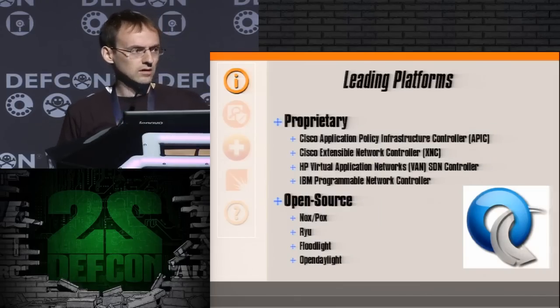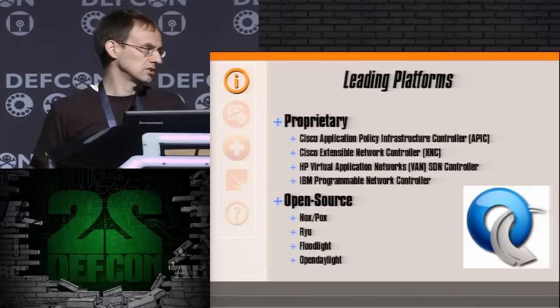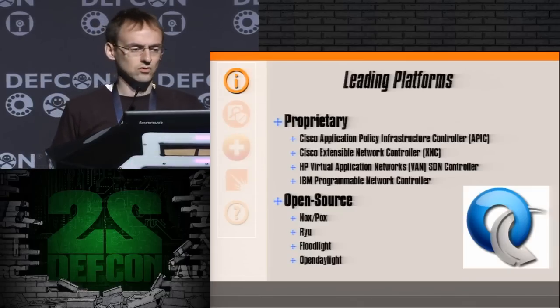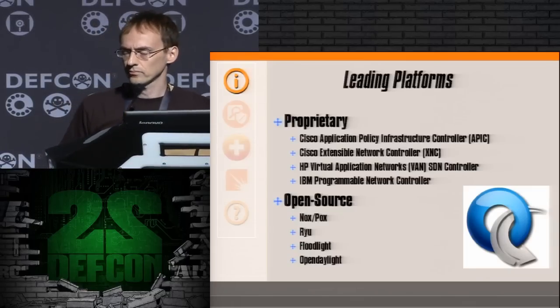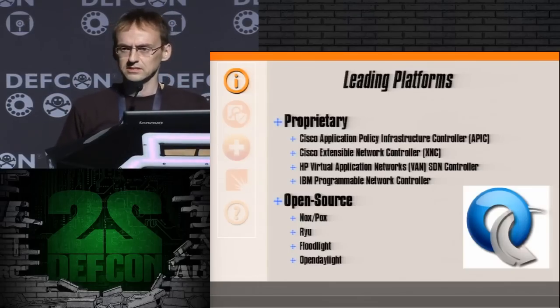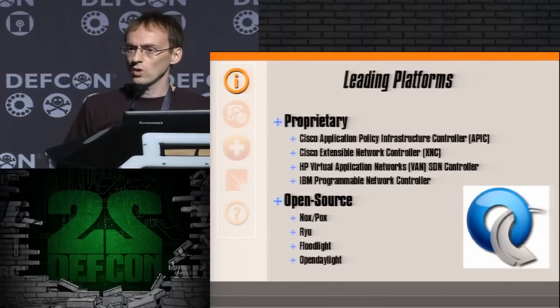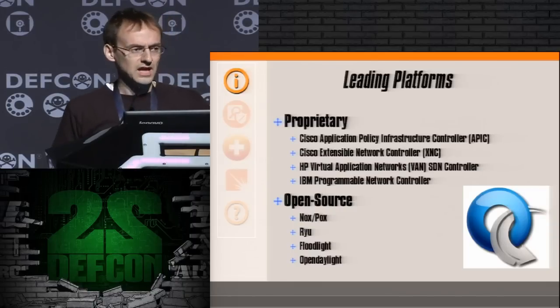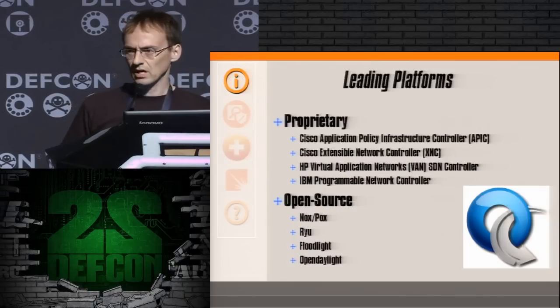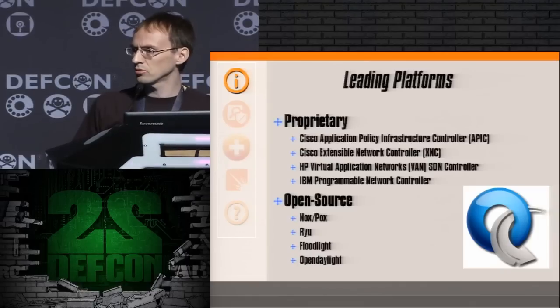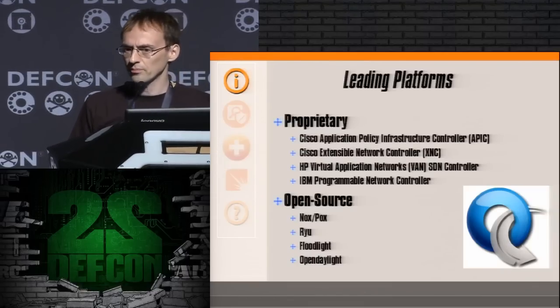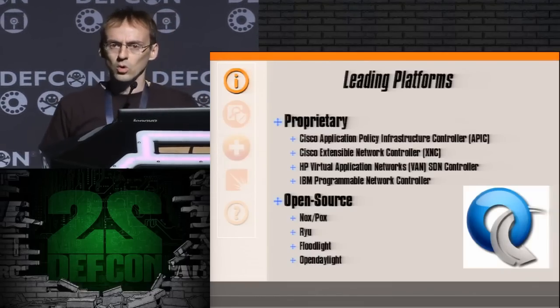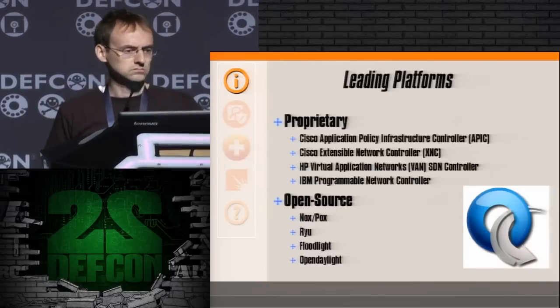All right, so we have some proprietary controllers. There's lots of actually controllers out there, but these are some of the leading platforms. Cisco has some, HP, IBM, and of course open source, NOX, POX, Ryu, and the ones we'll look at today, Floodlight and OpenDaylight. Specifically because, well, they're production capable. They are promoted as something you want to put in your network to run your operations. So we need to know what we're in for. Okay?